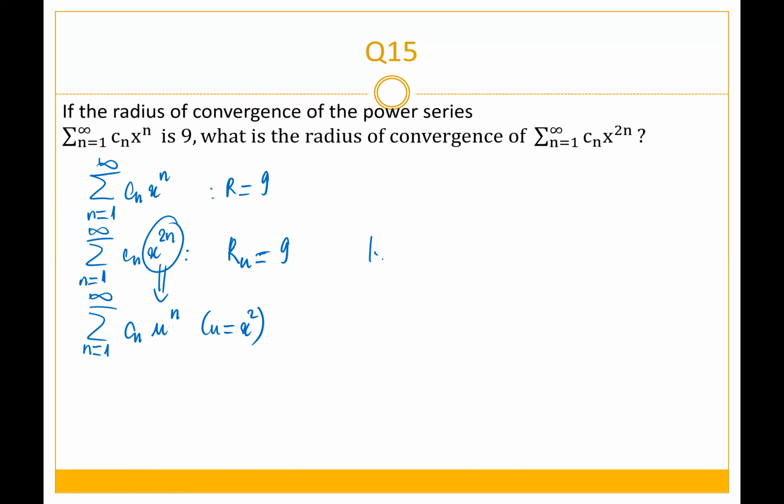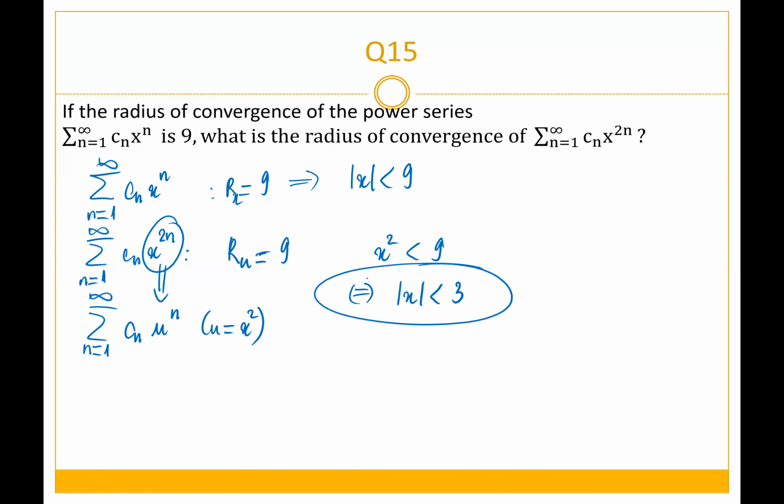So you mean x squared is smaller than 9, or the absolute value of x is smaller than 3. So here the radius with respect to u is 9, because whatever is under the n. So your absolute value of u is smaller than 9 here, but your absolute value of x is smaller than 3 because the variable changes. So I think that's one of the ways to think of the problem.